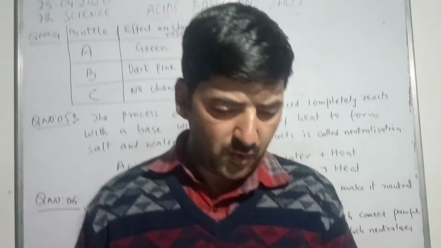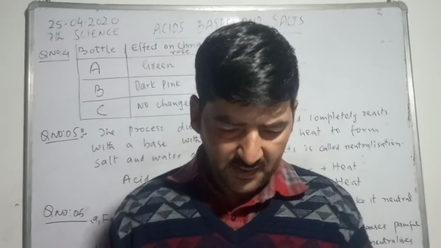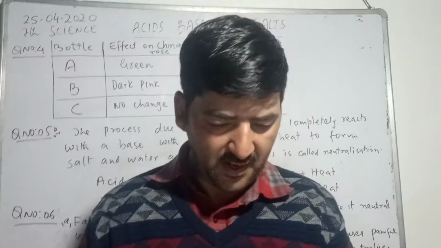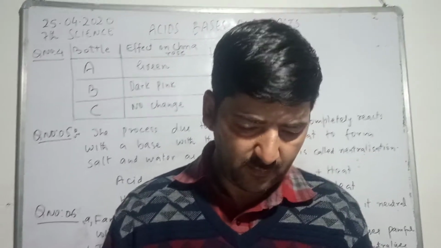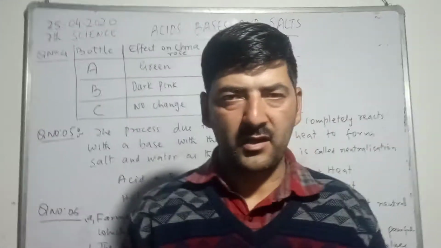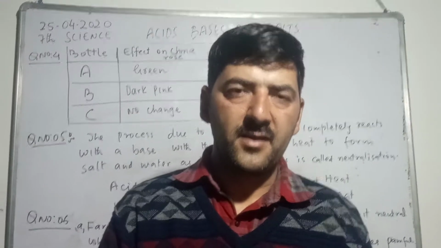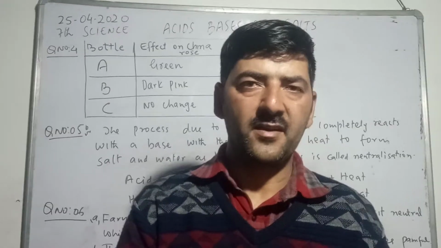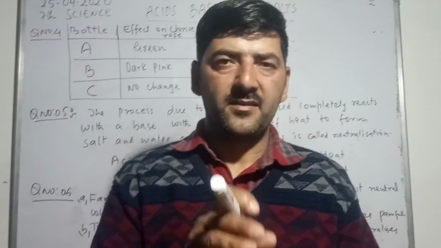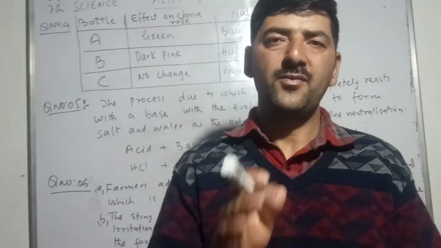Now, dear students, we have question number 4. You are given 3 unlabeled bottles A, B and C containing colorless solutions such that one of them is acid, the other being basic and neutral. How will you distinguish between them by using China rose as an indicator? You got the question? We have 3 bottles, bottle A, bottle B and bottle C. These 3 bottles contain colorless liquid. We have to identify in which bottle there is acid, in which there is base, and in which there is neutral solution with the help of China rose.